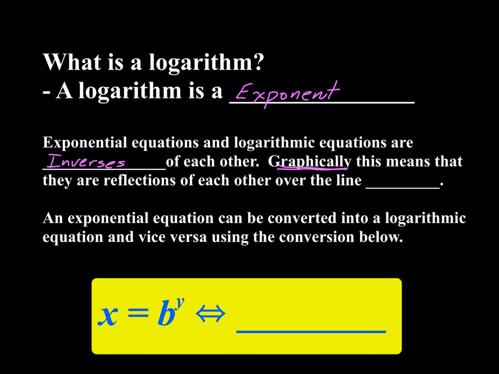Graphically, this means that they are reflections of each other over the line y equals x, from the information that we did on inverses a long time ago. All right, so if we have x equals b raised to the y, this is an exponential equation. The letter b stands for base. So anytime you have some number raised to a power, the number that's being raised to the power is the b, the base.